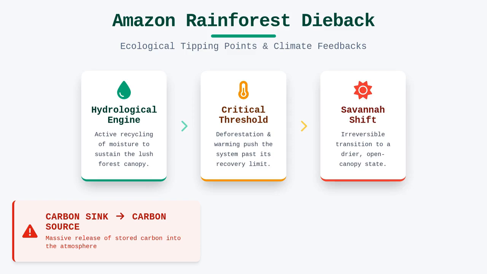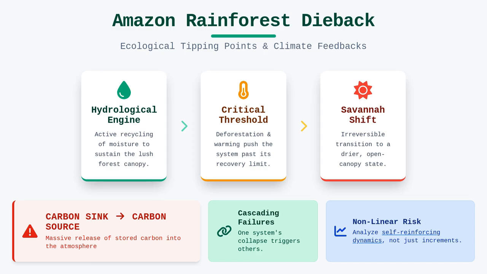Because these subsystems are deeply interconnected, the failure of one can increase the likelihood of triggers in another, leading to a cascade of environmental shifts. When analyzing climate risks, it is insufficient to consider only incremental temperature changes. You must also evaluate the probability and potential impact of these irreversible, self-reinforcing dynamics within the broader climate system.